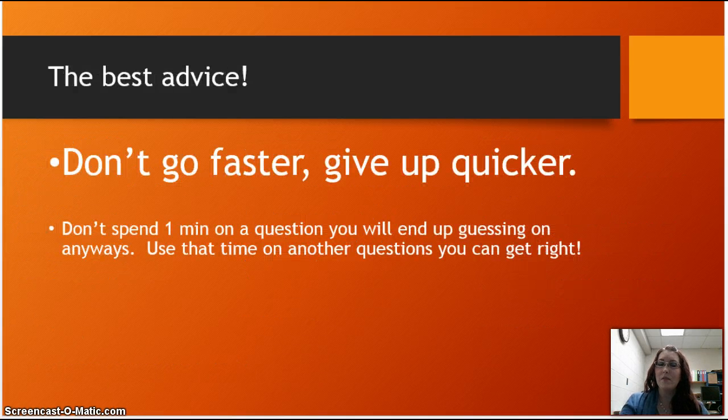Now, the best piece of advice I ever got for the ACT is don't go faster, but give up quicker. This means do not spend 3 minutes staring at a question that you don't understand and probably are going to guess on anyway. Instead, narrow down, guess, come back if you have time, and then allocate those 3 minutes towards questions that you probably could get correct. Don't just stare at a question forever, because that wastes time.